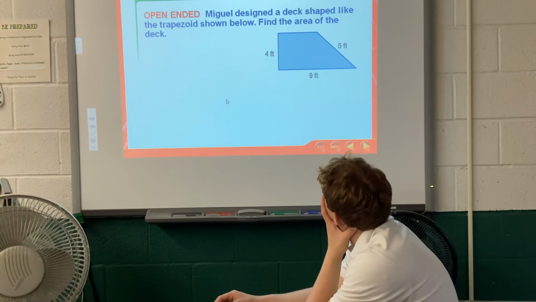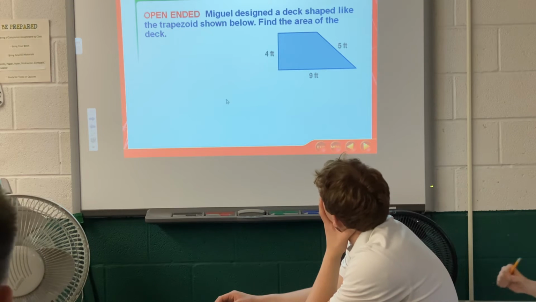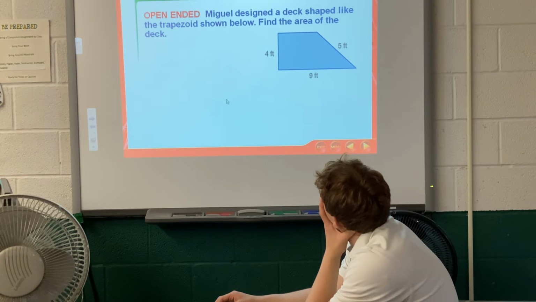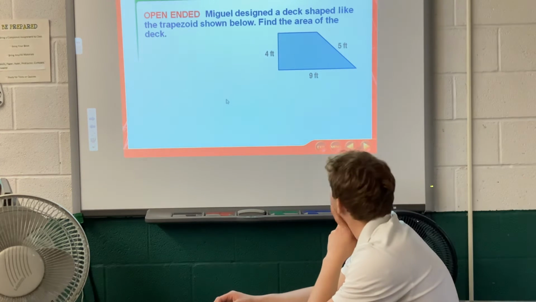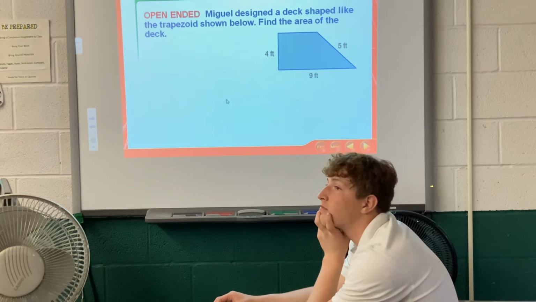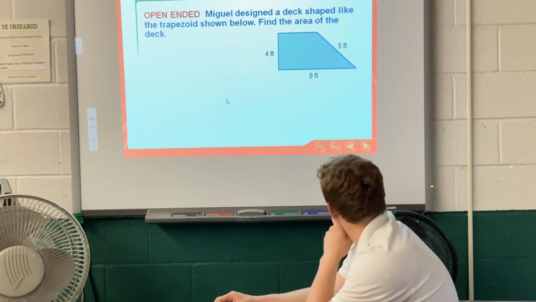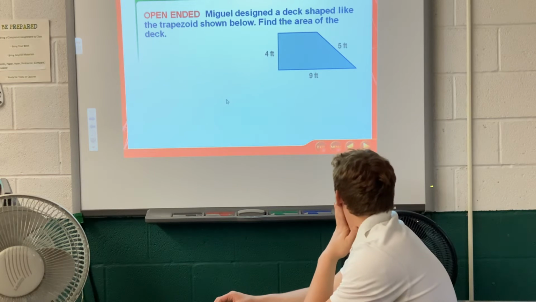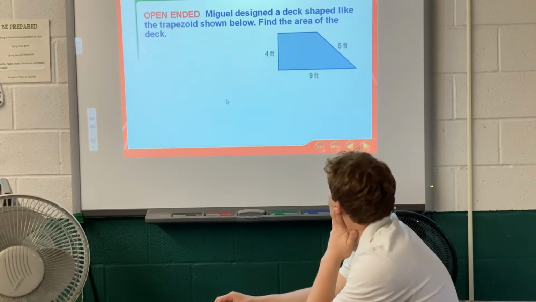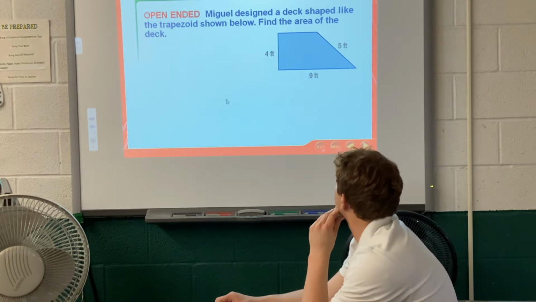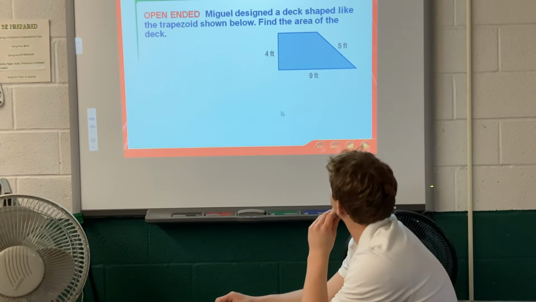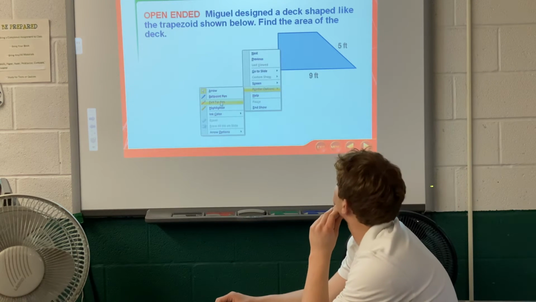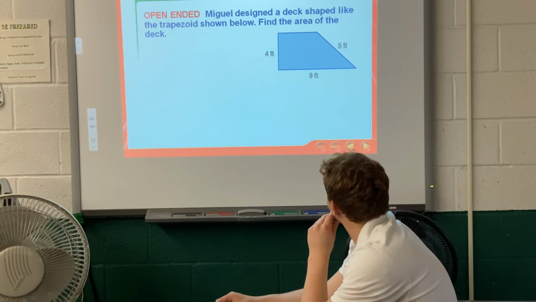So here's a question. Can I figure this one out? Don't say anything right here. Let everybody have a chance to think. Miguel designed a deck shaped like the trapezoid shown below. Can I find the area? Yeah, because I can make a triangle out of the 5 and the 4 foot. So if I make this triangle over here, I'm sorry, this isn't going to be straight.